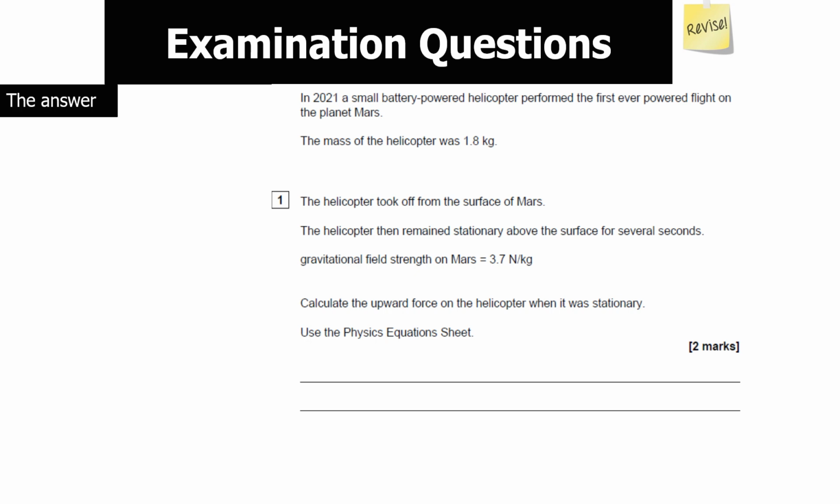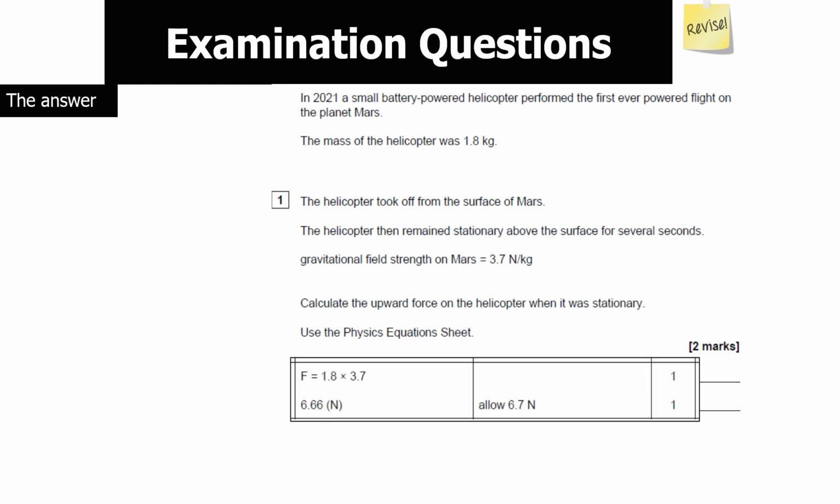Right, so how do you answer this question? Well, first you've got to know that if it is stationary, the upwards force equals the downward force. And what will the downward force be on any object? It will be weight. So how do you work out weight? Well, weight is going to be mass times gravity. So we know the mass from the question is 1.8. The gravitational field strength is 3.7 from the question. So our answer is 6.66 newtons.